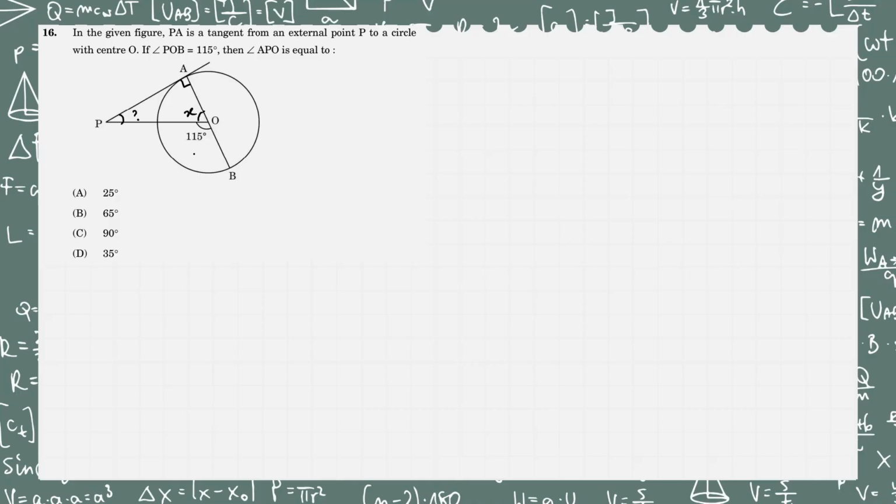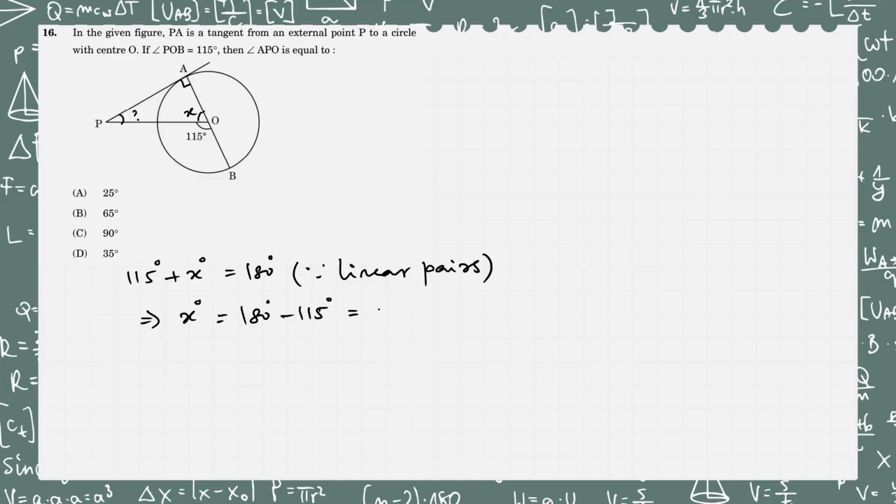X and 115 degrees are a linear pair of each other, right? Because AOB is the diameter of the circle. So these two angles are a linear pair of each other, right? So from the figure we can say 115 degrees plus X degrees add up to 180 degrees since they are linear pairs. So that gives you X value equal to 180 minus 115, which is 65 degrees, right?